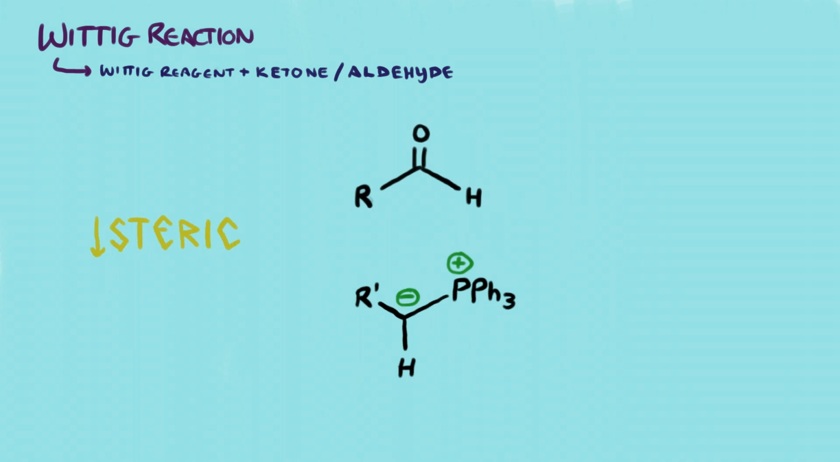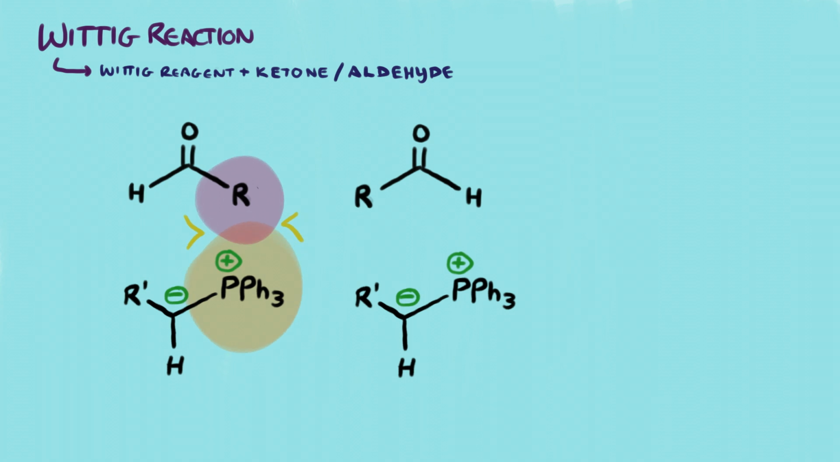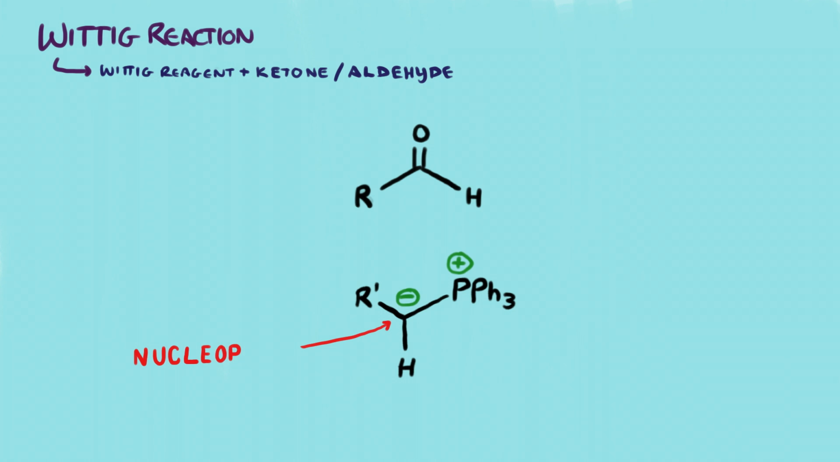To reduce steric interactions, the triphenylphosphine will line up with the hydrogen. There will be some sterics between the R and R' groups, but we avoid the main steric interaction between the PPh3 and R group. Once in the least sterically hindered position, the carbanion of the ylide will act as a nucleophile and attack the carbonyl electrophile, pushing the electrons up onto the oxygen.